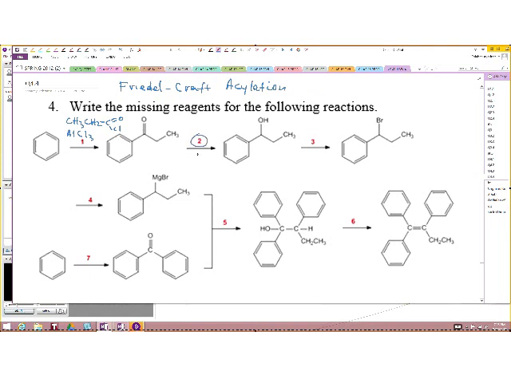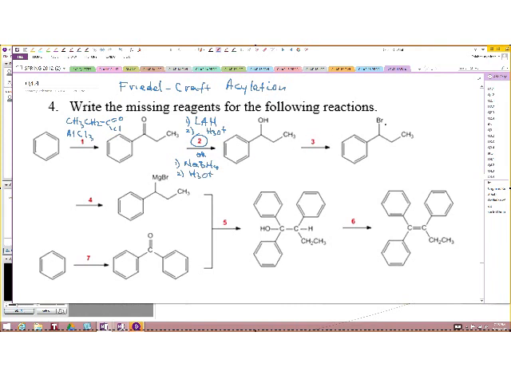Going to number 2, what do we need? You don't need to think about this. If you are thinking, then you are not in the game. LAH, exactly. LAH followed by hydronium ion, or you could use sodium borohydride followed by hydronium ion. Very good.